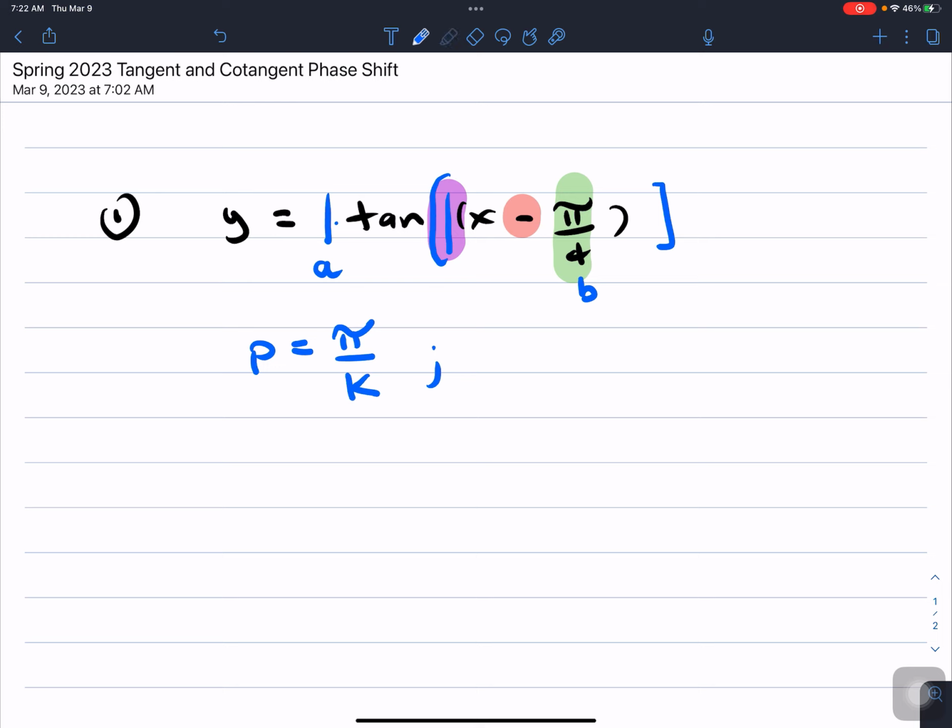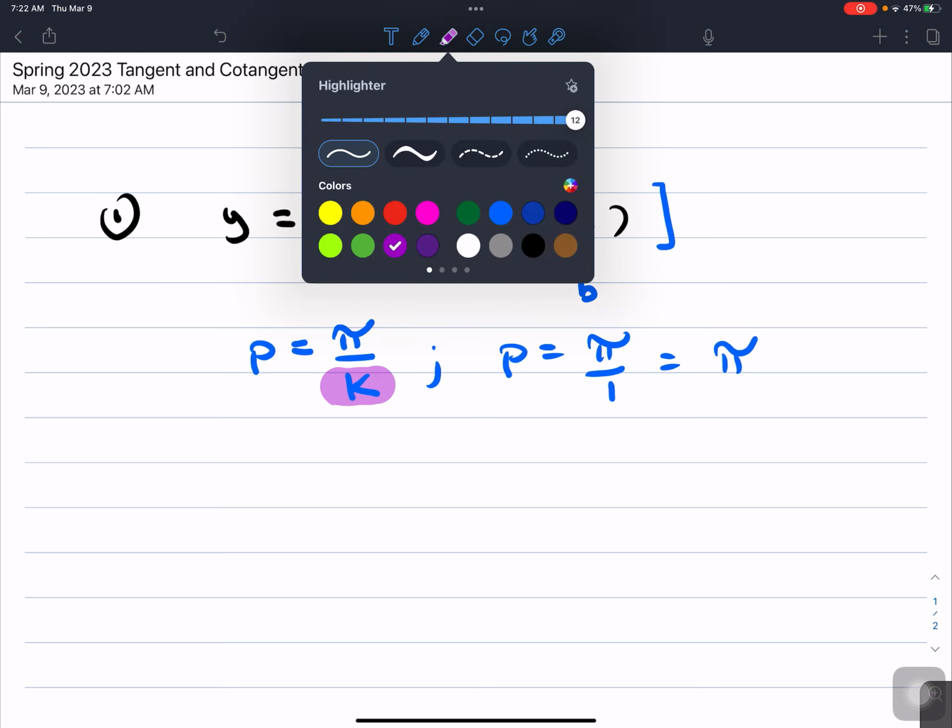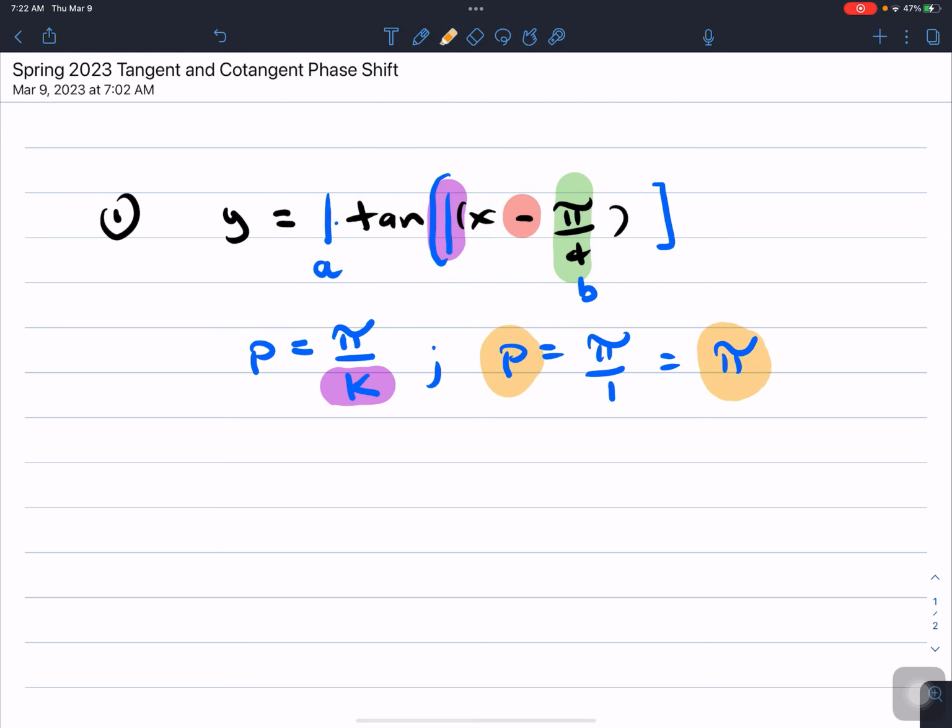And then what is k? K here is 1. So my period here is pi over 1, better known as pi. So there you go, that's my period. Okay, you guys okay with that? This is not sine, it's not cosine. Don't say 2 pi over k.